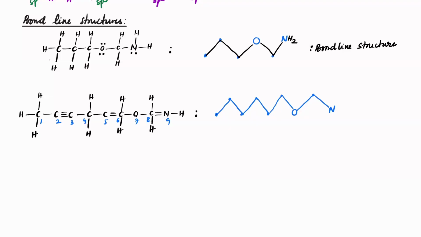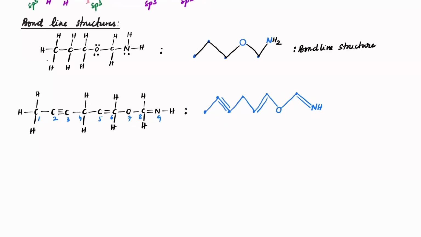Now try to represent the bonds which are other than single bonds. Here between 2 and 3, we have a triple bond, so I can write it this way. Between 5 and 6, I have a double bond, I can write it this way. And between these two, again I have a double bond, I can write it this way. That's it. Now nitrogen has one hydrogen, so I have to represent that. This is the form that we have to write down. This is the bond line form.